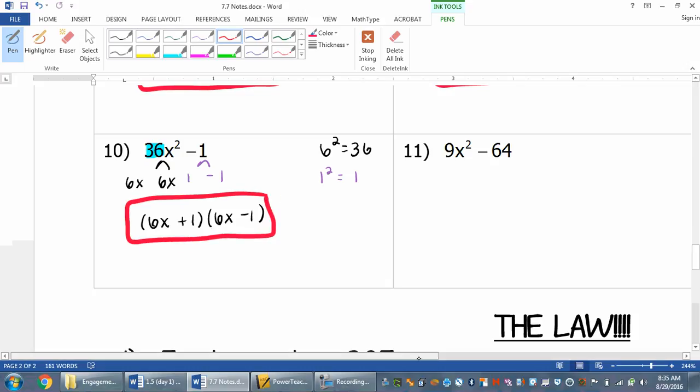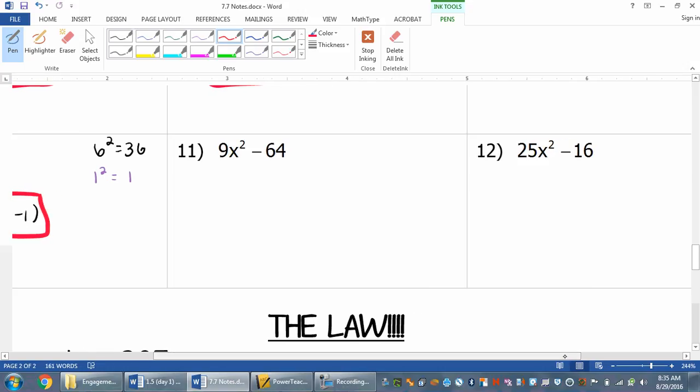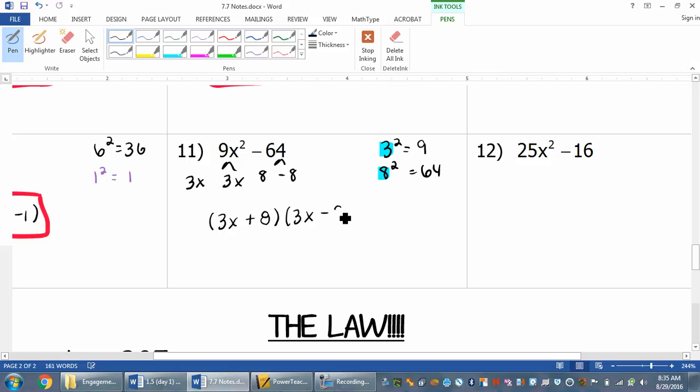All right, on to number 11. Again, you should recognize that 3 squared is 9, and 64 is equal to 8 squared. So I'm going to break up 9x squared with 3 to be 3x and 3x. And I'm going to break up 64 with 8. Again, since it's negative, 64 is going to be 8 and negative 8. So my factors are 3x plus 8 and 3x minus 8.